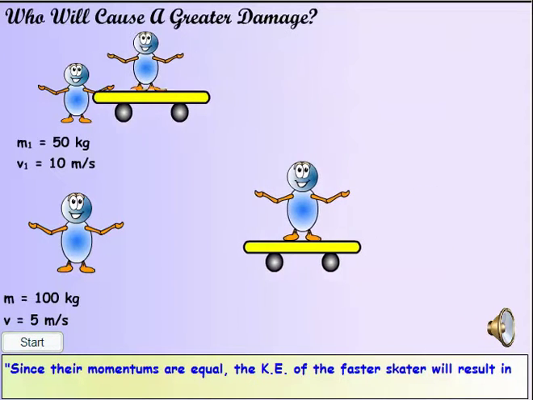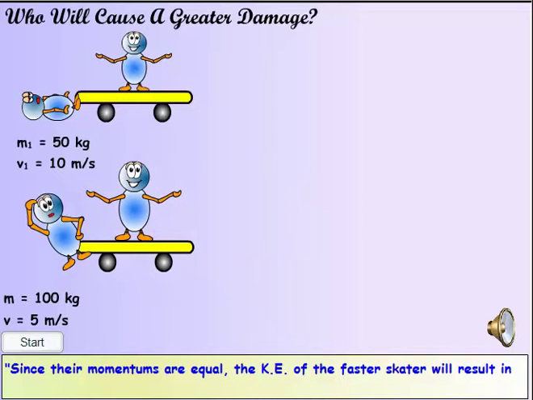The momentums of the two skaters are the same. The energy imparted on the standing person will be half momentum times velocity. So clearly, the skater with the higher velocity will have higher kinetic energy and will cause more damage than the heavier skater with lower velocity.